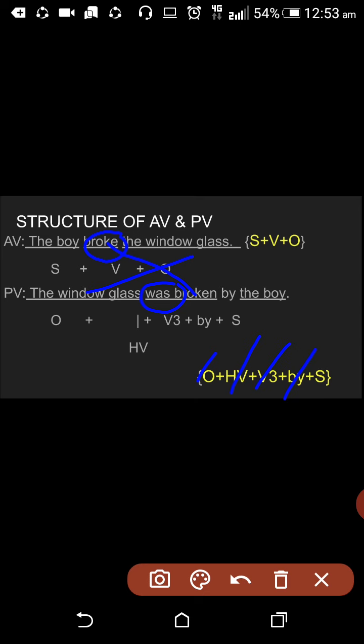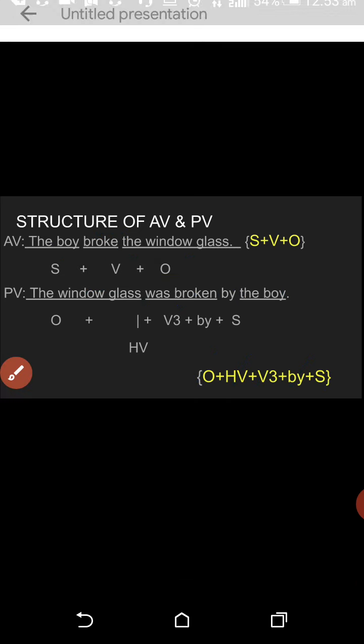I have added a new word here, right? By. By is preposition. I have added by there. And finally the subject has come as object. Okay, so this is the structure of passive voice: object plus a suitable helping verb plus main verb V3 form and then by preposition plus subject.